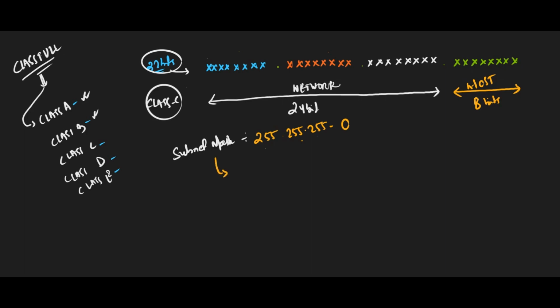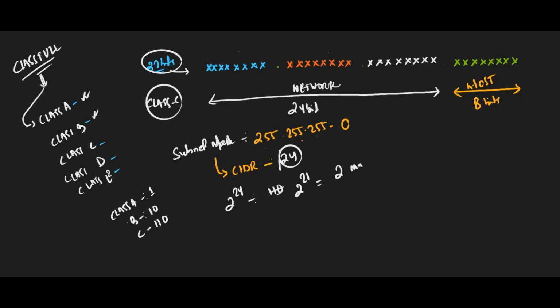So in total, what if I talk about CIDR? CIDR is now /24, so 24 bits will be there, 2 to the power of 24. But in order to assign the network, the first 3 bits are fixed. Like in class A, we took the first bit; in class B, we took the first and second; in class C, we will take the first 3 bits. So in total, it will be 2 to the power of 21.